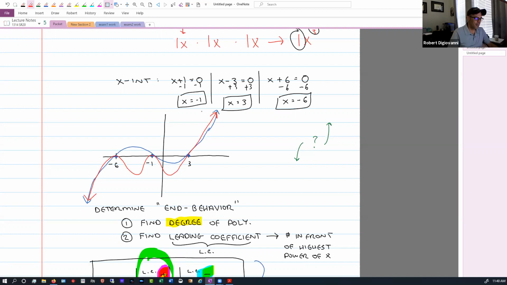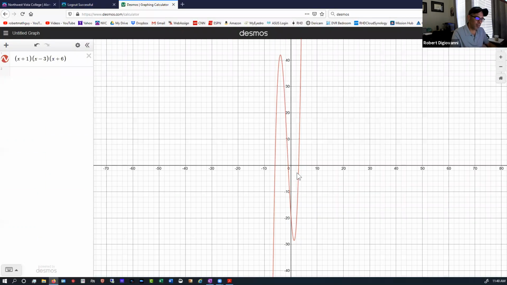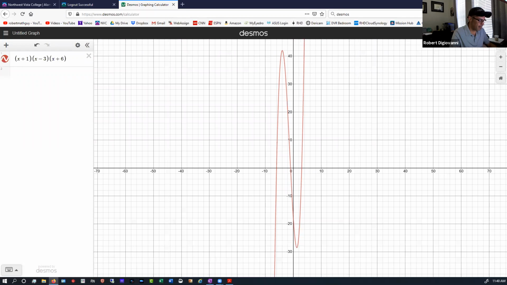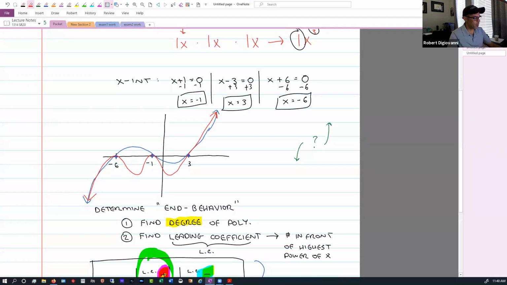So even at this point, we still don't have enough. And don't worry, if you're lost, I'm going to summarize all this. I just wanted to work through an example. So here's what it really looks like, right? Remember, this is what it really looks like. And here's where we are, and we're trying to figure out what's going on. All we know for sure is that those 3 points are there and that the left side goes down and the right side goes up.